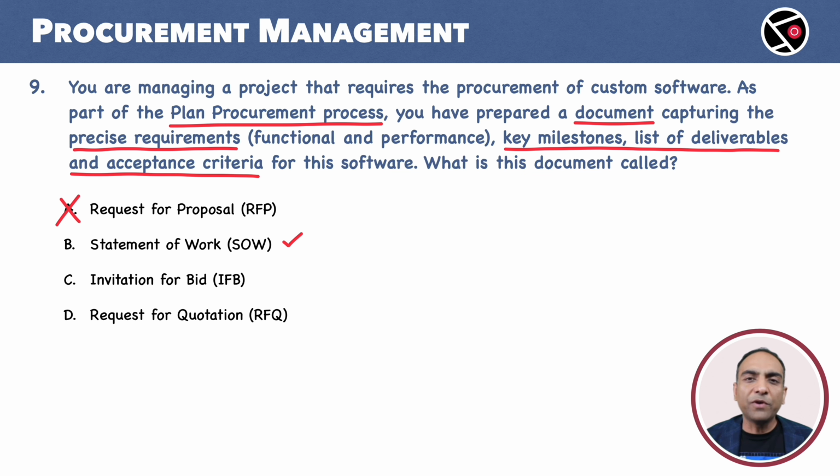C. Invitation for bid. This is incorrect. As the name suggests, the primary purpose of IFB is to solicit proposals. This is somewhat related to RFP. But on the other hand, the primary purpose of SOW is to capture the project details. D. RFQ. Again, primary objective of RFQ is to solicit quotations. Incorrect choice. B is the right choice.